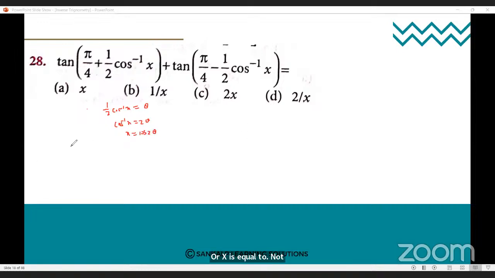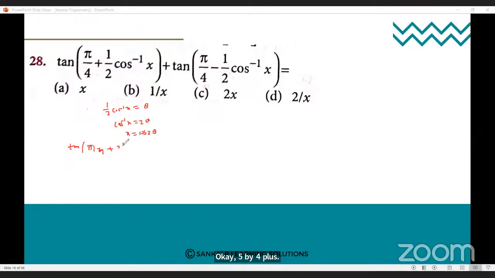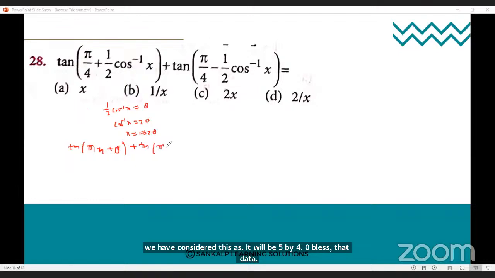So the above expression will now be in the form tan(π/4 + θ) + tan(π/4 − θ). We have considered 1/2 cos⁻¹x as θ, so it will be π/4 plus θ, plus tan of π/4 minus θ.